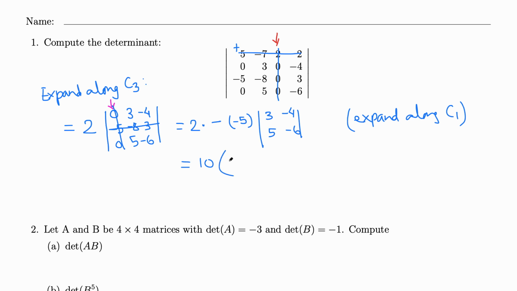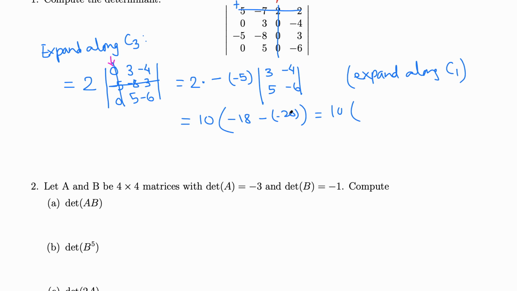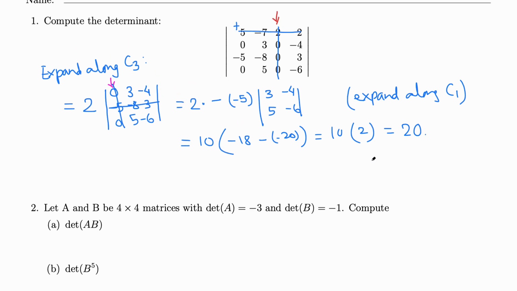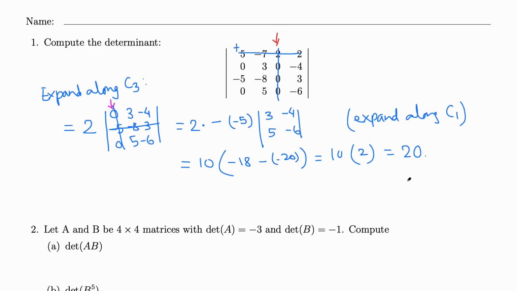3 times negative 6, negative 18, minus 4 times 5 times negative 4, negative 20. So 10, that's plus 20, 20 minus 18, 2, 10 times 2, 20. Okay, so the determinant is 20.